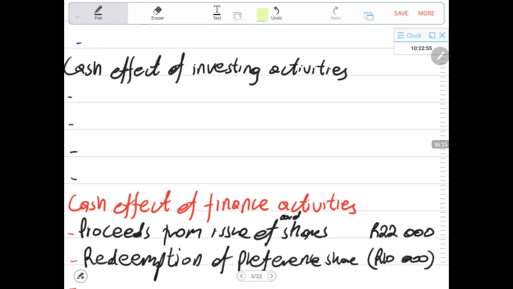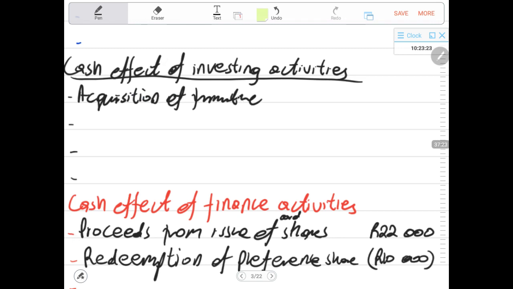Remember guys, we only invest in assets. I want to highlight that. We only invest in assets. We don't invest in any other thing. We only invest in assets. So that means here we will say acquisition of furniture. So now under investment, we are dealing here with assets. Acquisition of furniture.